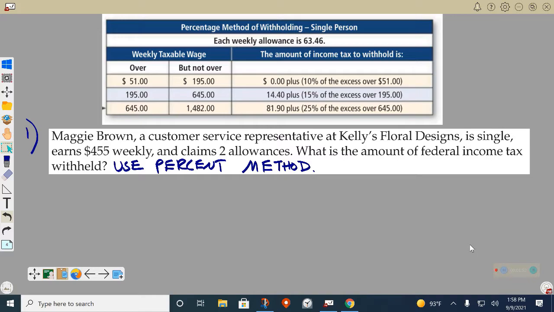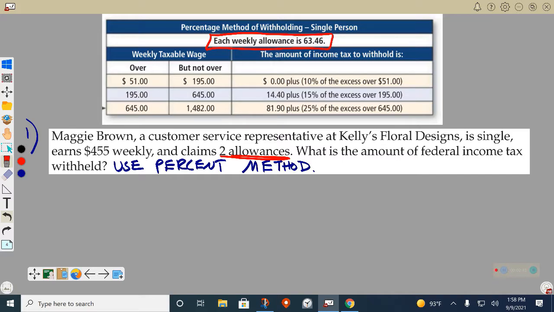All right, so remember allowances, the government allows you allowances so you can keep more of your money because you have a family to provide for. You have grandma or grandpa that you have to take care of. They can't work anymore, they're living with you. You have a disabled relative that's living with you. So if you claim that on your tax sheet when you get hired, it's called an I-9, then the government will not take as much money from you. They call that allowances. And looking on this table here, it says each weekly allowance is $63.46.